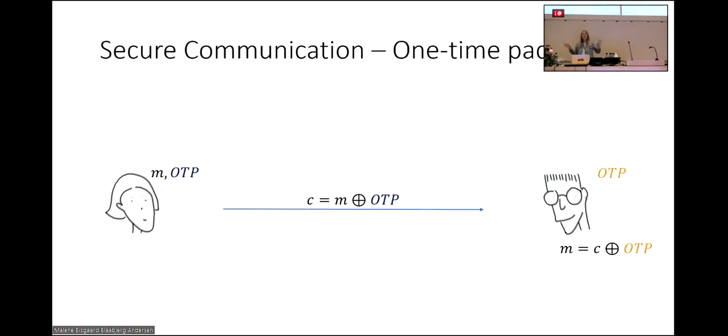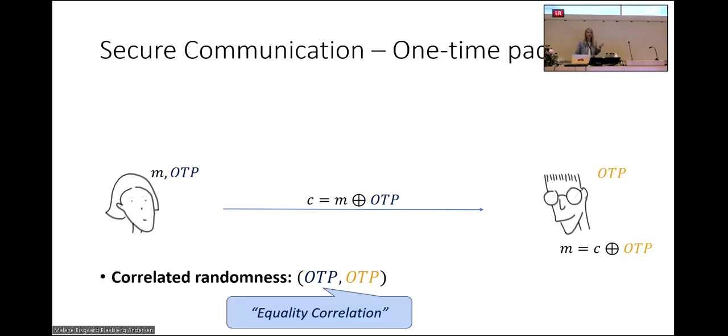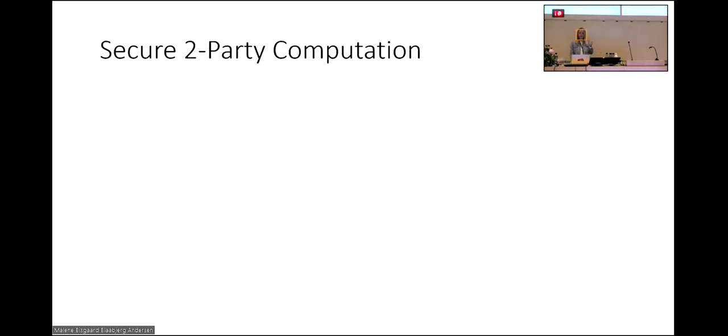So we start from the very beginning, Crypto 101. If I want to securely communicate, what can I do? Well, the simplest thing is, if two parties have a joint key, a one-time pad, then Alice can encrypt her message with the one-time pad and send it to Bob. Bob can decrypt the ciphertext and get the message. If only the two of them know the one-time pad, that's perfectly secure. And that's a form of correlated randomness, where the correlation is just equality.